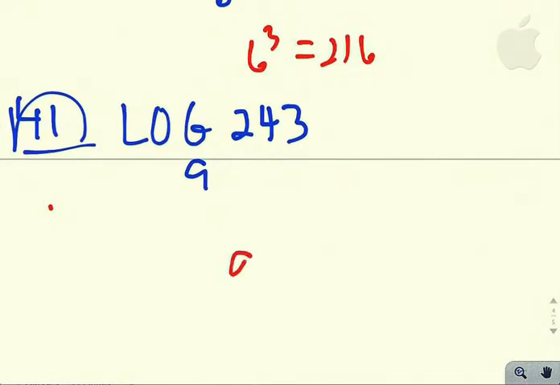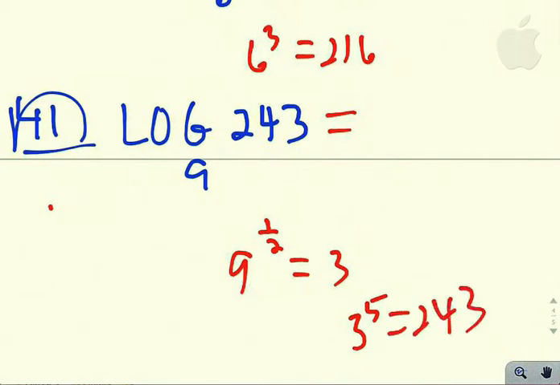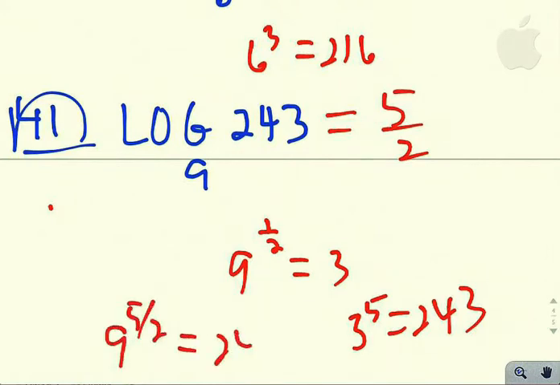41. 9 to what exponent is 243? Well, I know that 9 to the half is 3. Then I would have to raise that to the fifth power to get 243. 3 to the 5th is 243. So this has to be 5 halves. 9 to the 5 halves is 243. I believe that's the end of the line there.